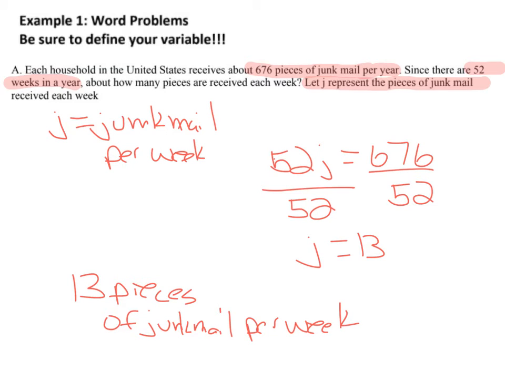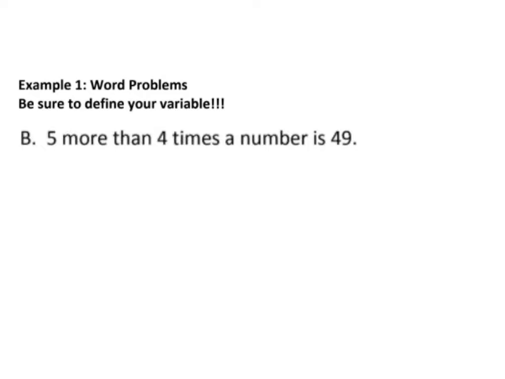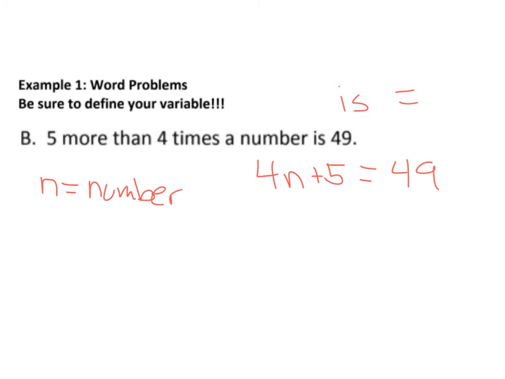Alright, next one. Example 2 is a little bit more straightforward. 5 more than 4 times a number is 49. Well, in this case, defining our variable is just n is equal to a number. And how are we going to set this up? If we're looking at 5 more, that's going to imply addition. But we're doing 5 more than 4 times a number, so the first thing we need to do is 4n. 5 more than that is plus 5. If we're looking at the word is, that is the same as your equal sign. So that should be equals 49.